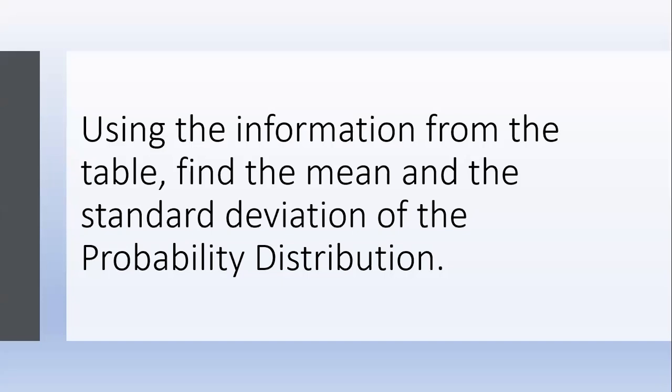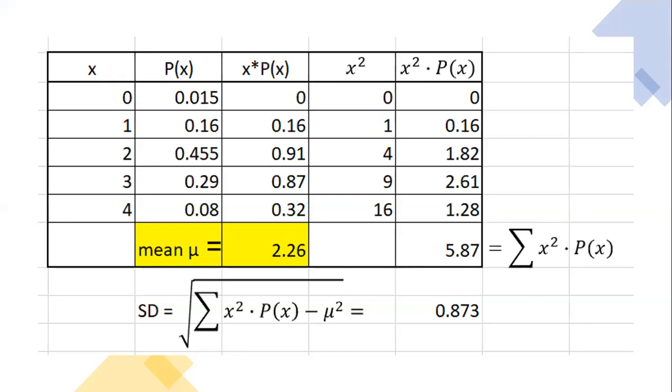Now, using the information from the table, we need to find the mean and the standard deviation of the probability distribution. What we're gonna do first is to check how we're doing it with Excel files. X and P of X are the ones that are given in our question.